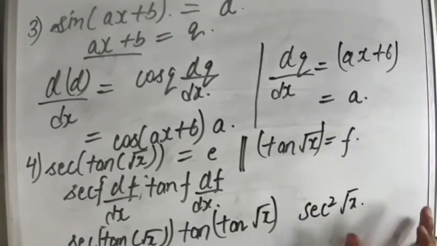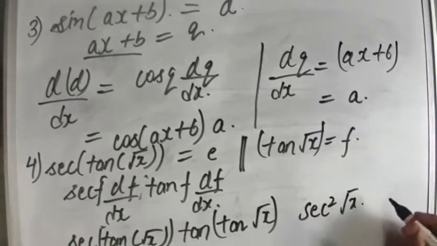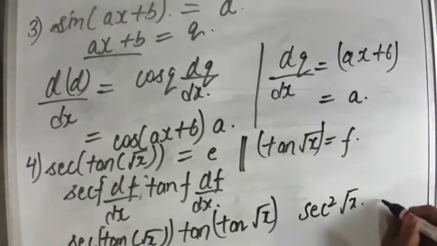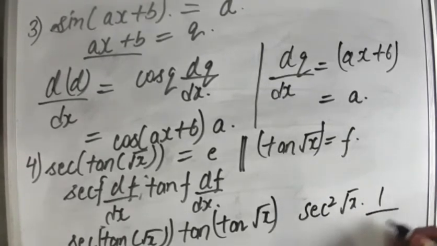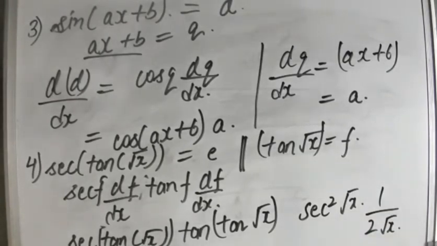This is differentiation of tangent root x, and differentiation of root x is 1 upon 2 root x, and that's it. This is our only answer. There was nothing to fear about it. I just completed this in only 2 steps. Okay, now let us summarize how I have done this question.